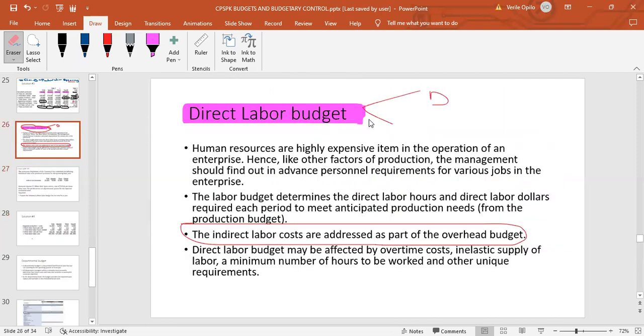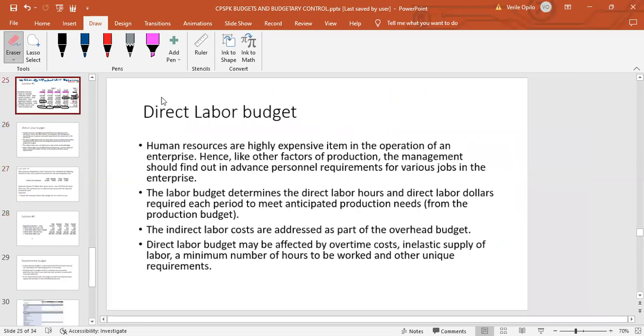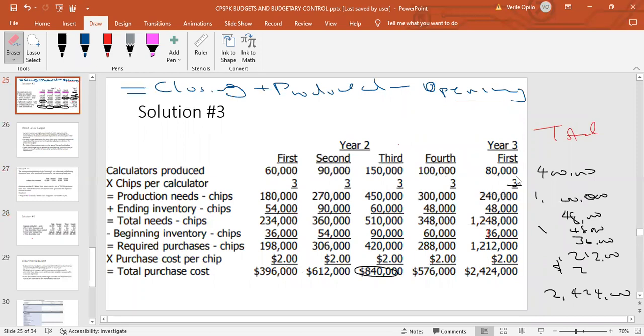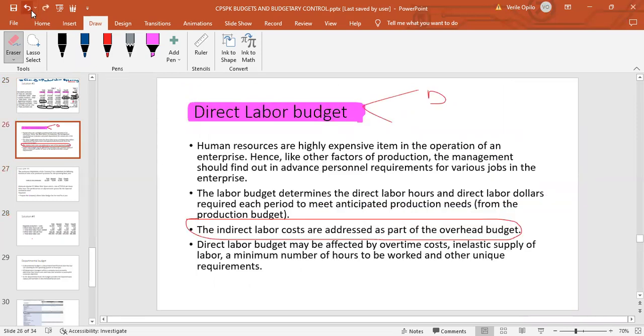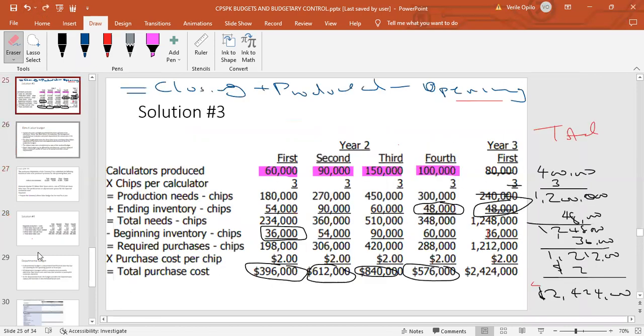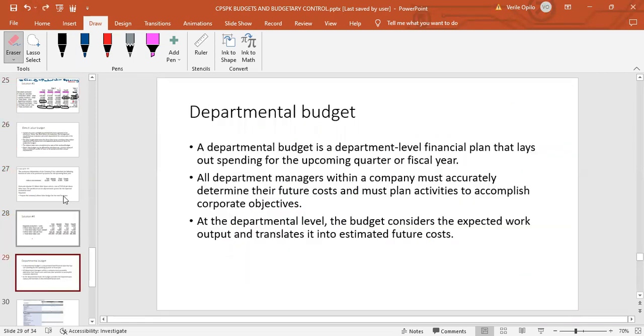And this one is straightforward because, again, for the business we don't have opening and closing inventory of labor. Then we have the other type of budget, which we call the departmental budget.